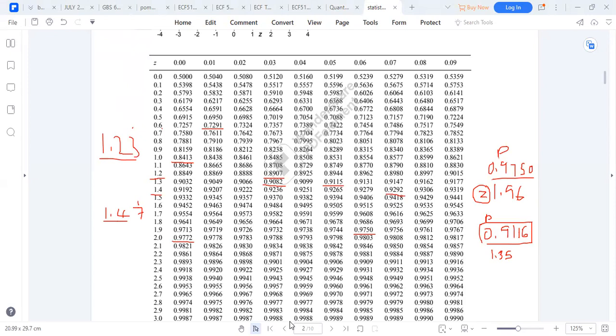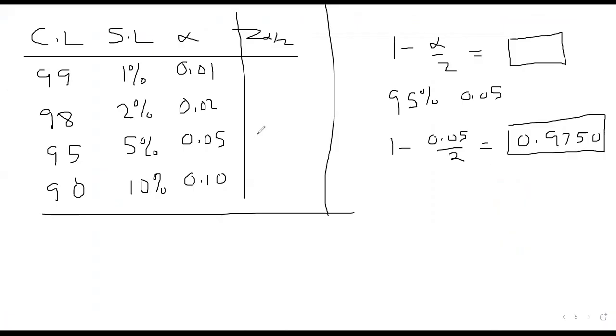For those of you who missed the initial class, the forward reading: if you have 1.23, you go under 1.2 and 0.03, and the probability is 0.8907. The backward way, you check for 0.8907 to get the Z. You just get these figures, 1.2 and 0.03, and collectively this gives you the Z, which is 1.23. In this case, we've been told the probability and need the Z. For 0.9750, we go to 0.9750 here. So the Z is simply 1.9 and the 6 there, 1.96. So the Z for 95% is 1.96.